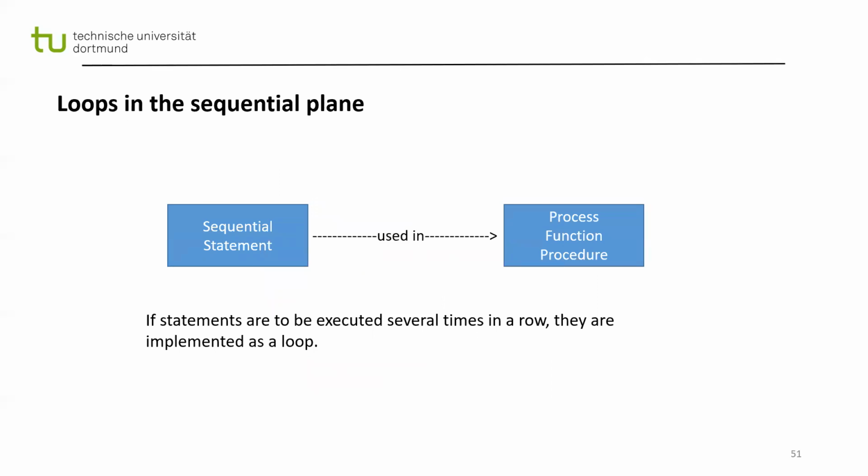We will now discuss loops in VHDL. If statements are to be executed several times in a row, they are implemented as a loop. Please also note that loops are sequential statements and are once again used inside of a process, function, or a procedure.